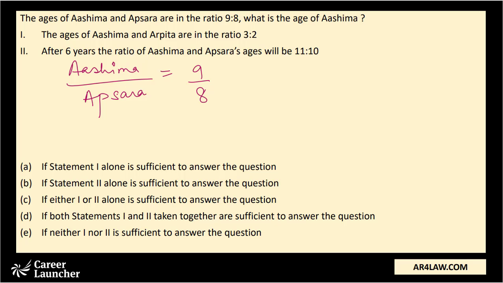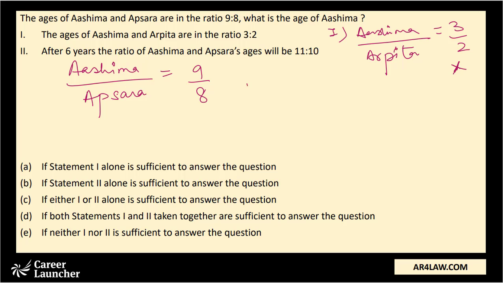Now in statement 1, the information given is that the ages of Ashima and Arpita are in the ratio 3:2. So statement 1 introduces another person, Arpita, and the ratio of Ashima's and Arpita's age is given as 3:2. This information will not help us in identifying the age of Ashima. So statement 1 will not help us in reaching our answer.